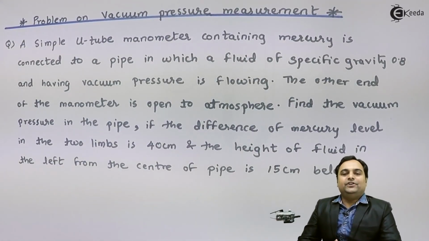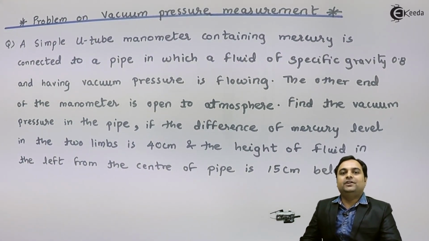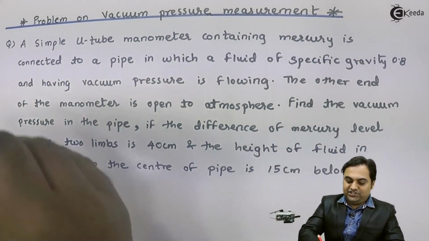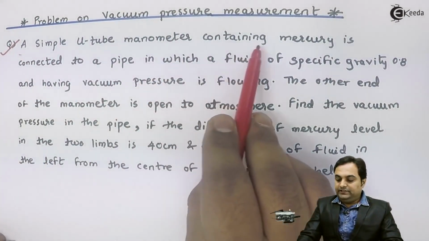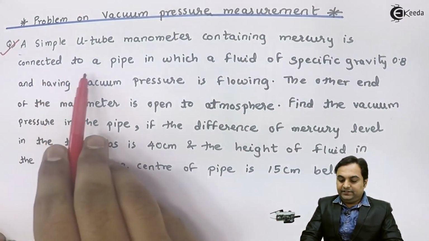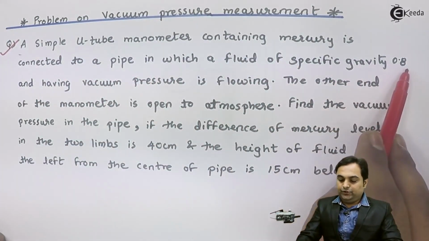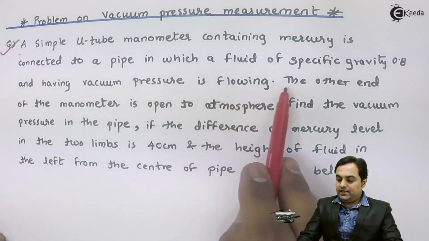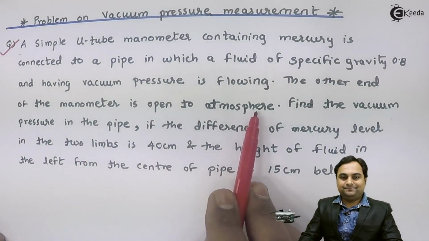Friends, here in this video we will see a problem on how to measure vacuum pressure by using a simple U-tube manometer. So for that I have a question here. A simple U-tube manometer containing mercury is connected to a pipe in which a fluid of specific gravity 0.8 and having vacuum pressure is flowing. The other end of the manometer is open to atmosphere.